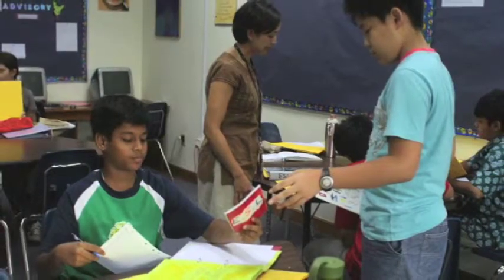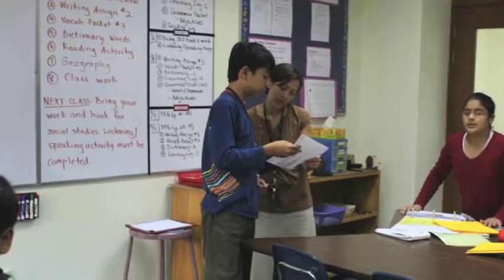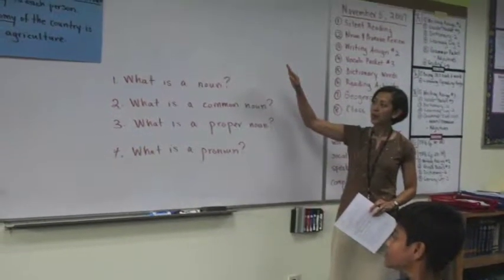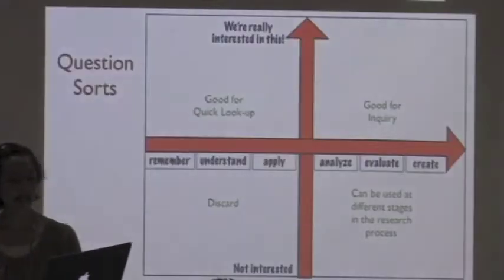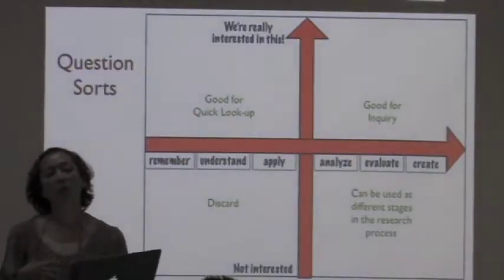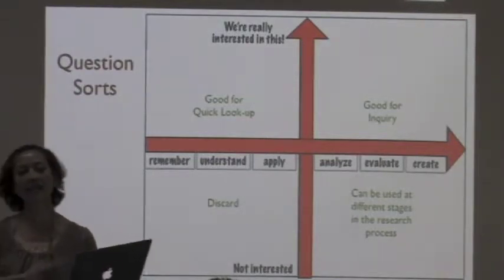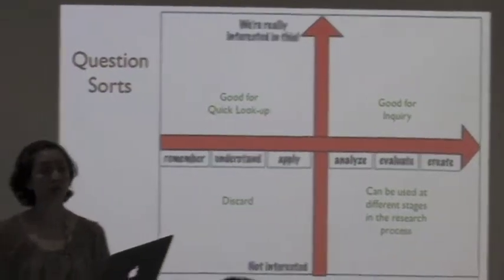I create a supportive learning environment with students so that they feel comfortable to make mistakes and take responsibility for their learning. In this way, we're going to do an activity called question sorts, and this is a technique developed by teachers in the Graduate School of Harvard.